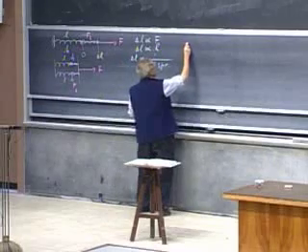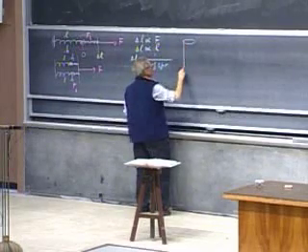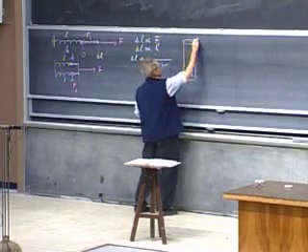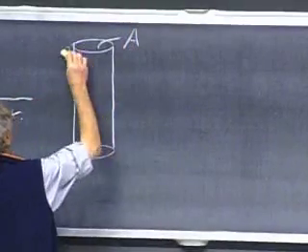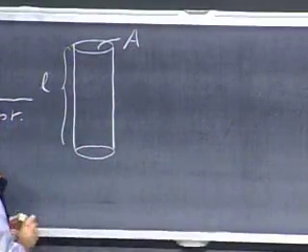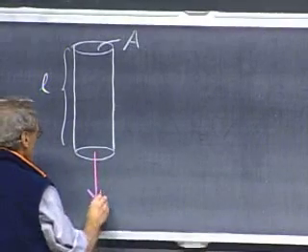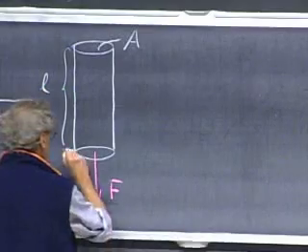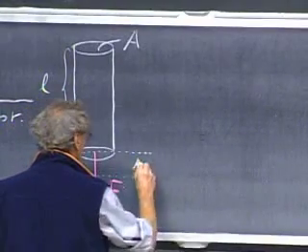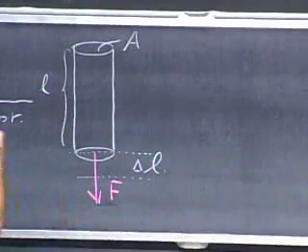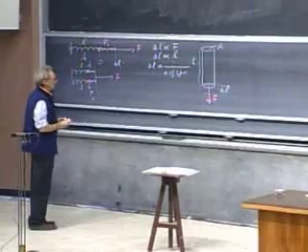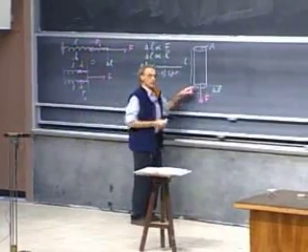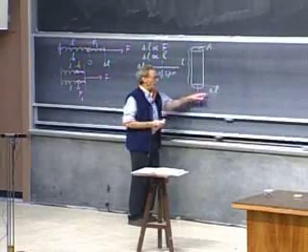Now I'm going to use a rod or a wire which has cross-sectional area A and length L, and I'm going to apply a force here. As a result of that force, it will get longer by a certain amount, delta L, exactly like the spring. And clearly, when I make this force stronger, delta L will increase.